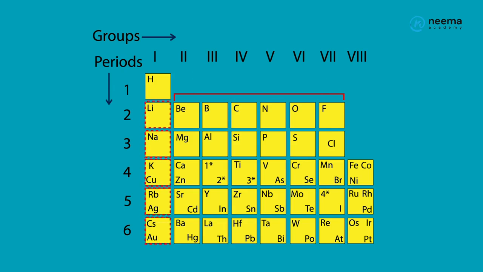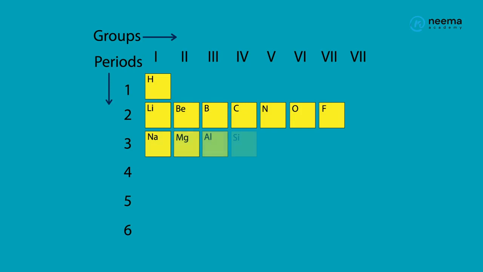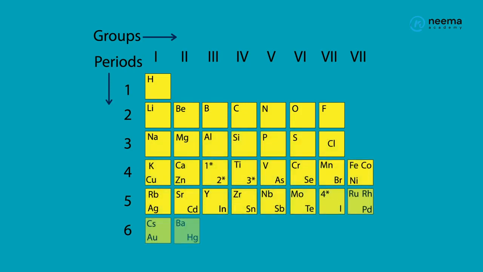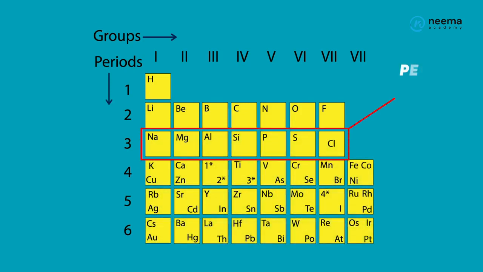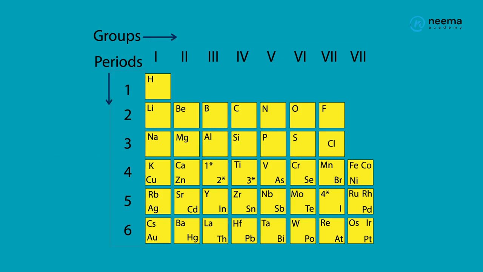With the help of their periodic law, Mendeleev arranged elements according to increasing atomic weights. Hence, he found a table known as Mendeleev's Periodic Table. In Mendeleev's Periodic Table, elements are classified into horizontal rows called periods and vertical columns called groups. There are 6 periods and 8 groups in the Mendeleev's periodic table.